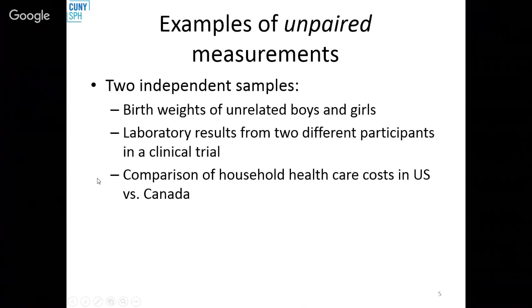Those are some examples of unpaired measurements. These are 2 independent samples. They could be things like the birth weights of unrelated boys and girls, laboratory results from 2 different participants in a clinical trial. By that I mean these are different individuals in 2 different arms of a clinical trial, or let's say comparison of household health costs in the US versus Canada, where these are unrelated individuals or locations or households that are being compared.